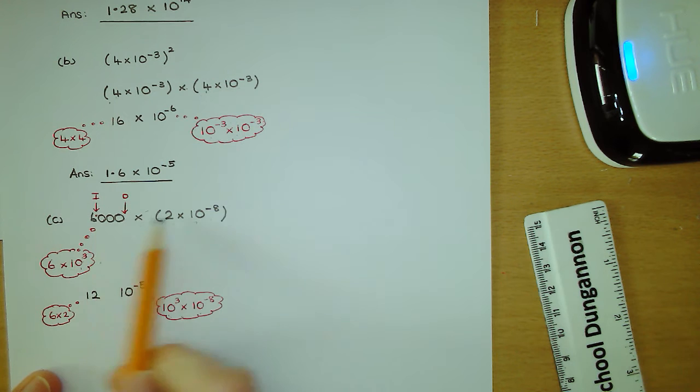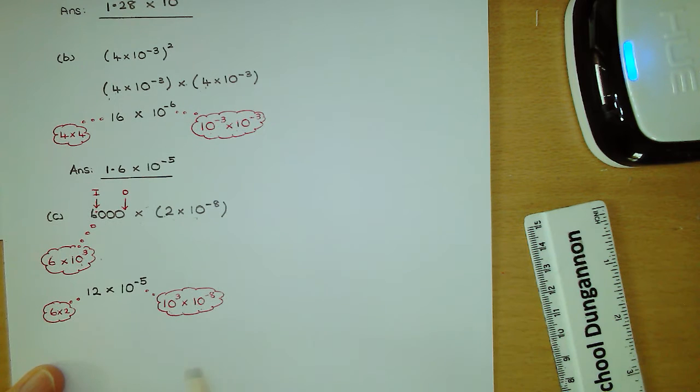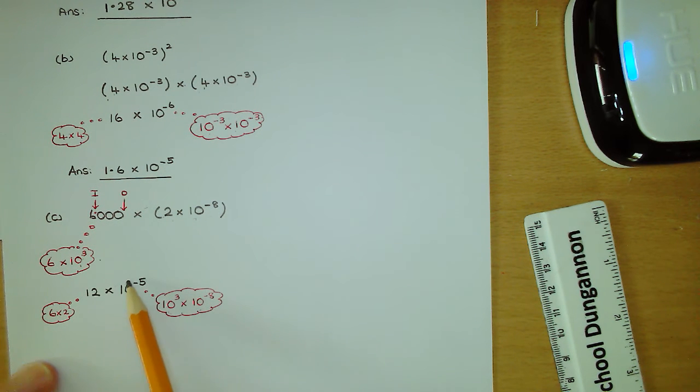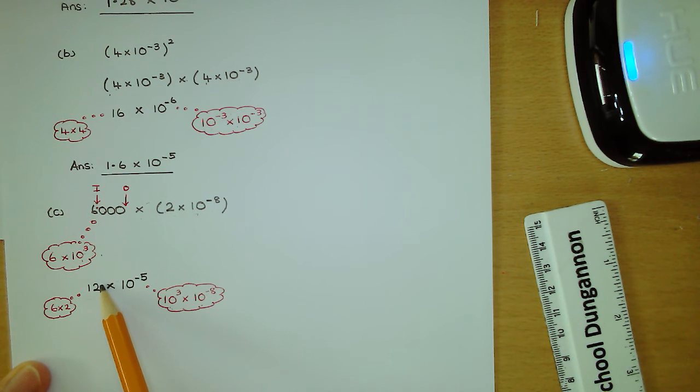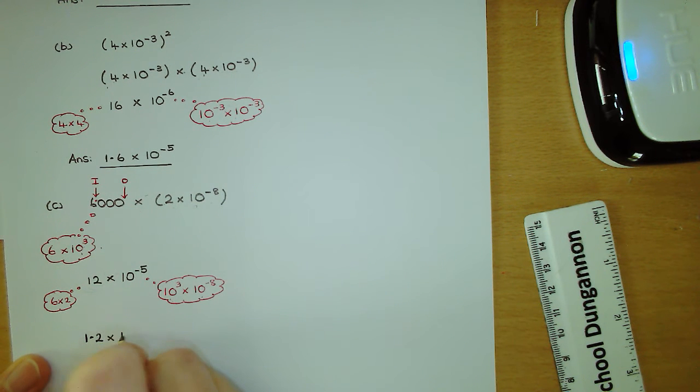And again, because everything originally was being multiplied, then what we have in our answer at the minute is also being multiplied. Now again, our answer is almost in standard form, but not quite, because the number here is not a number between 1 and 10. So we've got to make it a number between 1 and 10 by pushing the inserted decimal point back 1 place. So if we do that, we're going to get 1.2, and then multiplied by 10.